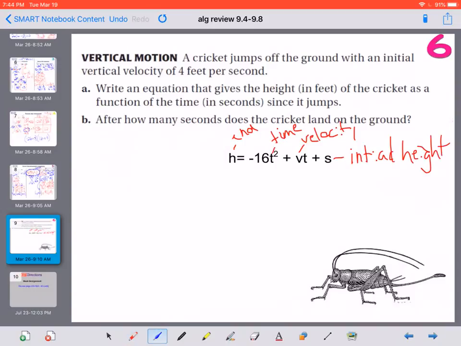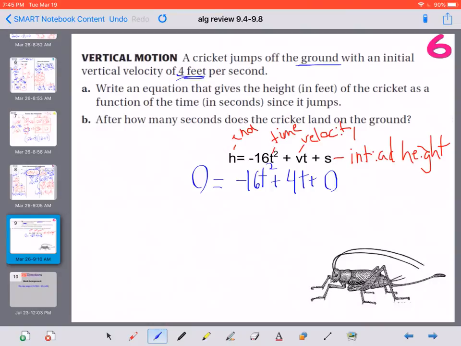So what we know about this cricket is that he's jumping off the ground. So his initial height is 0. He has an initial vertical velocity of 4 feet per second. So he's jumping with a velocity of 4 feet per second. We also have a negative 16t squared always, and that's going to equal 0. So our equation looks like this.